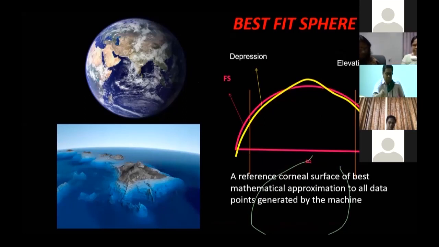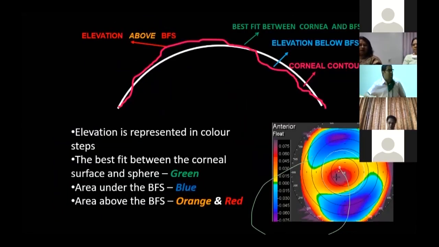So if you see here, the pink color code is supposed to be the best fit, and according to this, whatever corneal parameters are extrapolated here, what goes above is the elevation, and what goes below is the depression. So then you will see the color coding. So the elevation map is usually represented in different steps.